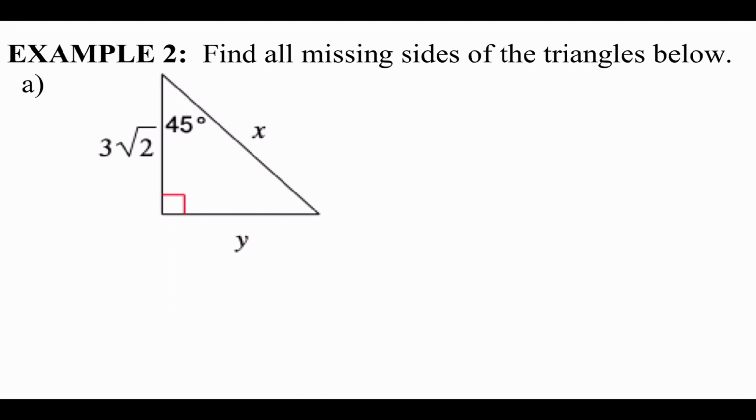Okay, so it's a 45, 45, 90. I know that because one is 45, one is 90 degrees, so the other one has to be 45. Okay. Now, what is given? Which part is given? A leg or a hypotenuse? A leg. Good, yeah, a leg is given. Y is the other leg. X is the hypotenuse.